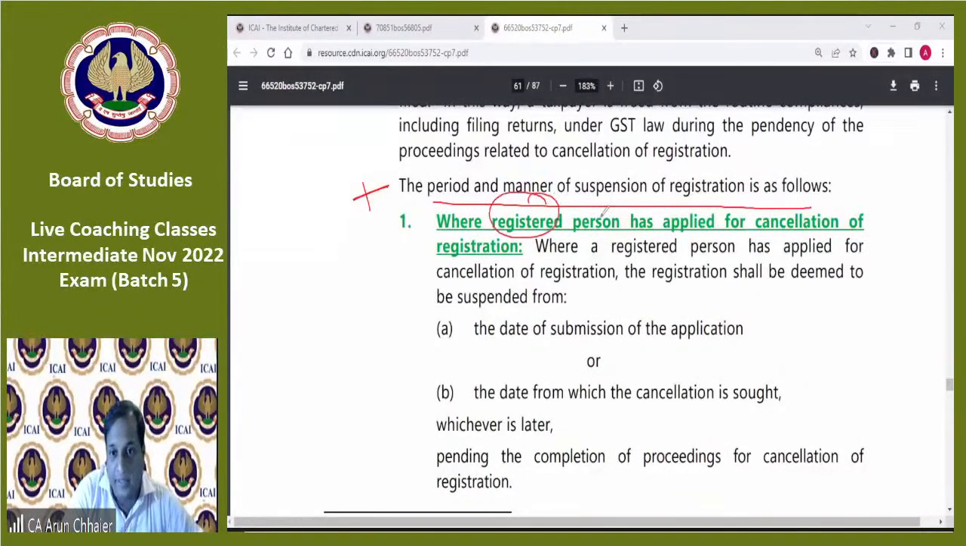Where the registered person has applied for cancellation, the registration shall be deemed to be suspended from the date of submission or the date from which cancellation is sought, whichever is later, pending the completion of the proceeding. Correct?